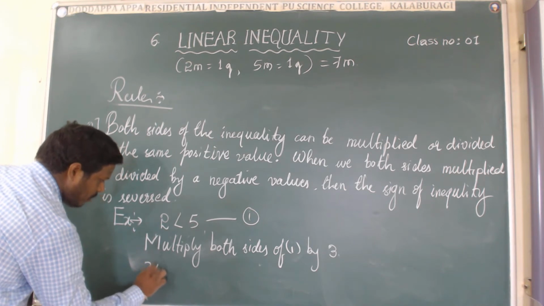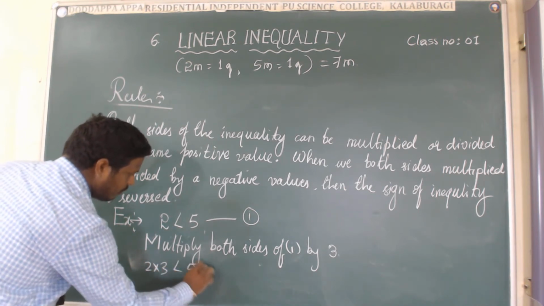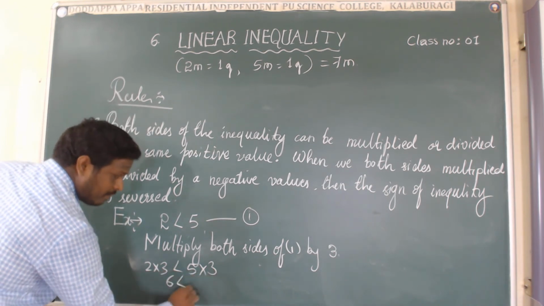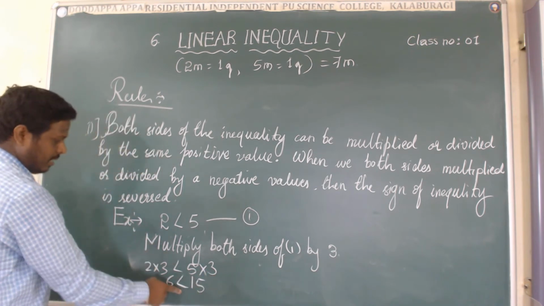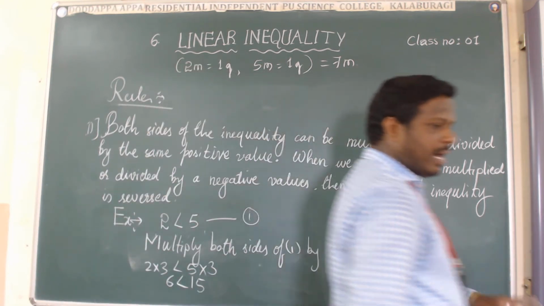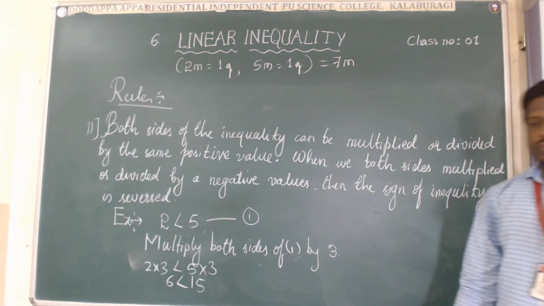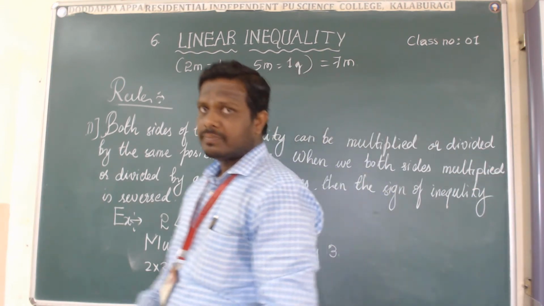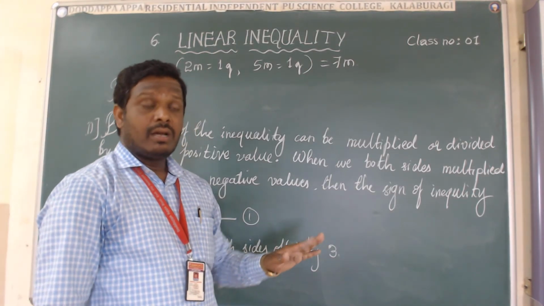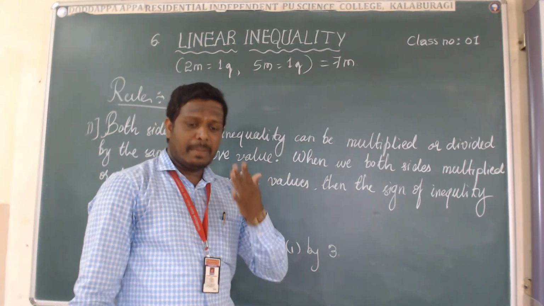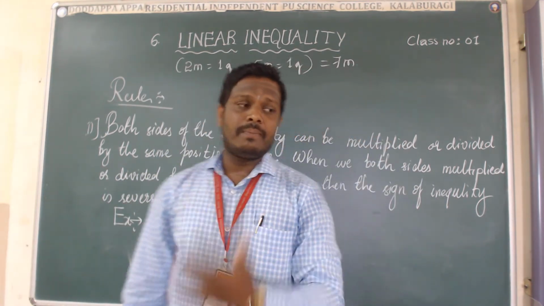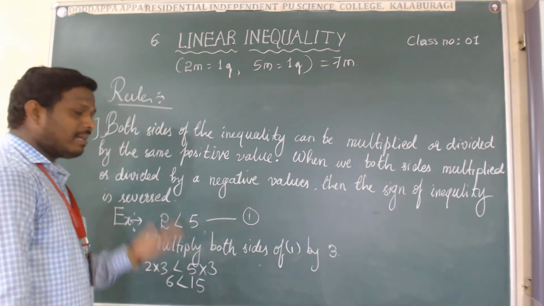This is 2 into 3 less than 5 into 3. Yes, 2 times 3 is 6, 5 times 3 is 15. See here, the sign remains the same. When we multiply or divide by the same positive number, the sign of inequality will not change. Keep in mind, when we divide by the same positive number on both sides of the given inequality, the sign of inequality also will not change, will not alter.